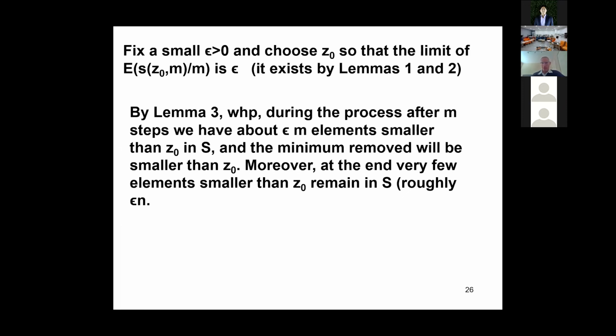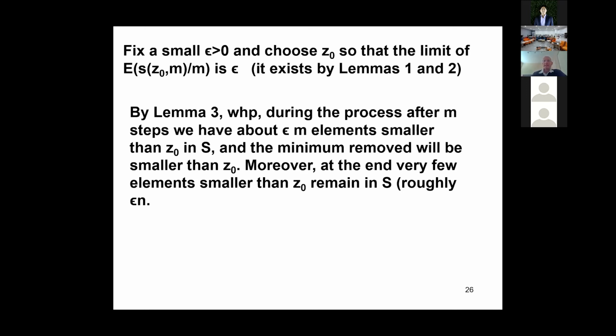And then because of the concentration, this was lemma 3, with high probability during the process, after M steps, we have roughly epsilon M elements smaller than Z naught, right? Because we expect to have epsilon M, so we have very close to epsilon M. And if we have epsilon M, then it means that the minimum will be below Z naught. So the minimum removed will be smaller than Z naught.